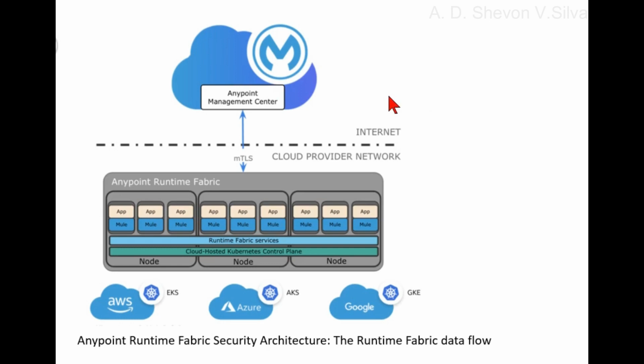Five, Runtime Fabric agent stores the read-only Docker registry credentials in the Kubernetes secret. Six, Runtime Fabric agent uses the TLS certificate and CA chain to establish the mutual TLS, or MTLS, connection to Anypoint Management Center to communicate with Anypoint Runtime Manager. Seven, container registry credentials are used to pull Mule runtime images from the Runtime Fabric container registry.